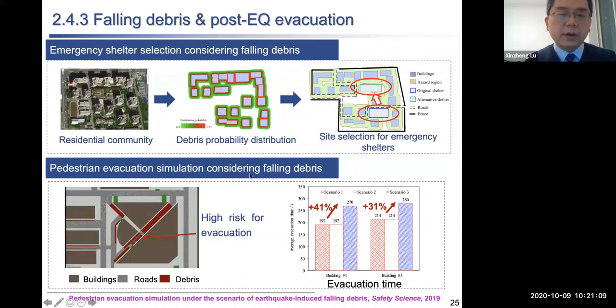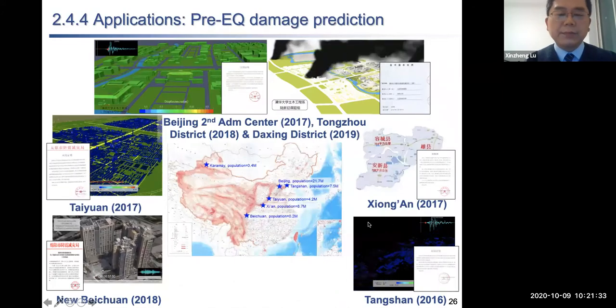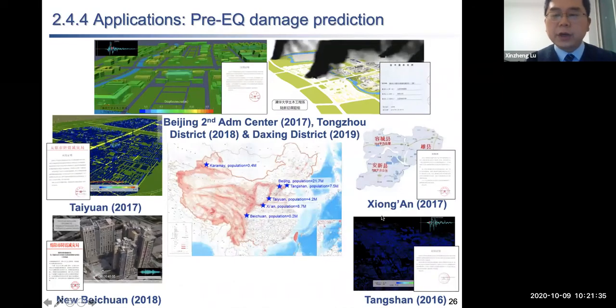So with all this technology combined together, we can use it for urban planning, for example, to know the distribution of falling debris and select a better location for the evacuation shelter. And we can also use it for emergency evacuation simulation and know the risk and the additional evacuation time due to the distribution of the falling debris.